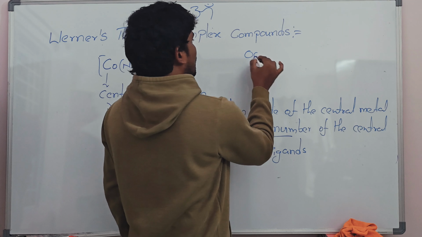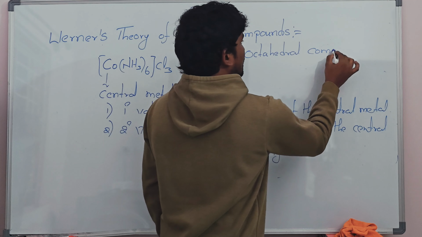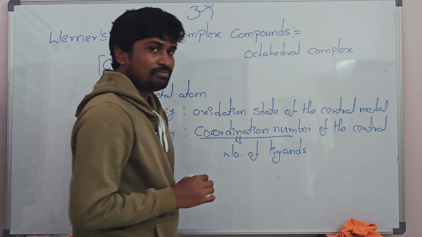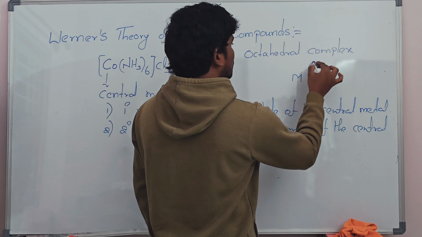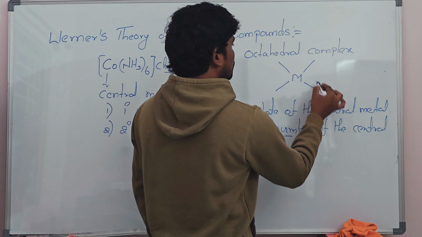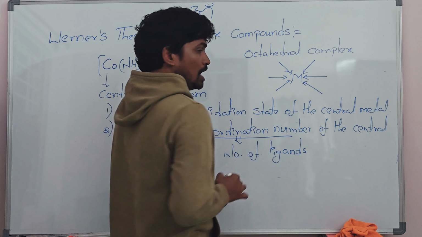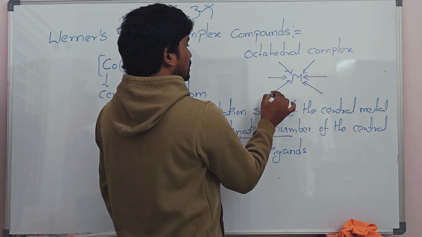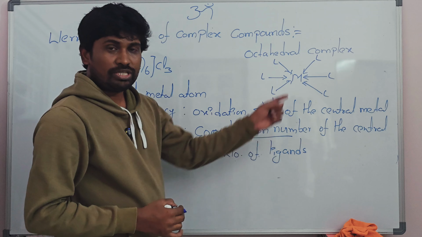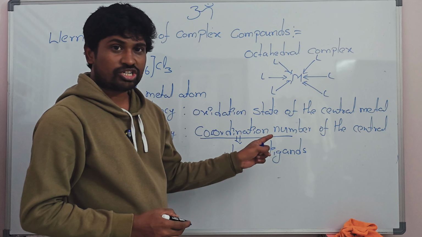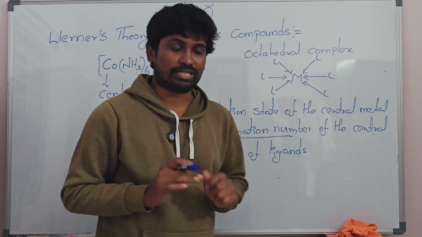For example, an octahedral complex. Octahedral complex means around the central metal atom 6 ligands are present. Here the ligands are attached to the central metal atom by coordinate covalent bonds, represented by arrow marks around the central metal atom. So around the central metal atom 6 ligands are present. The coordination number of the metal atom is 6. Coordination number means the number of ligands around the central atom.